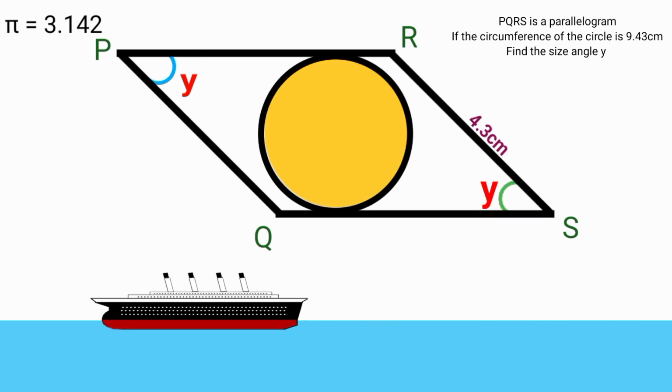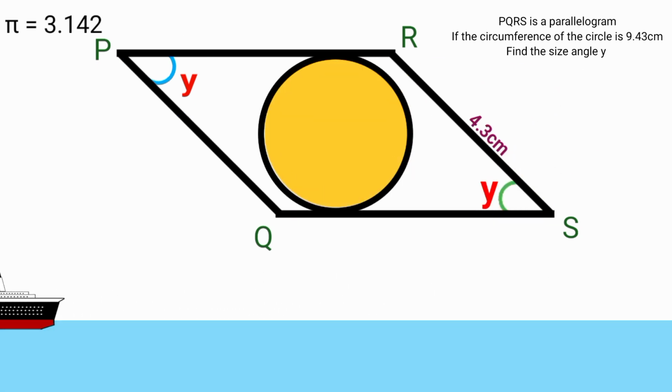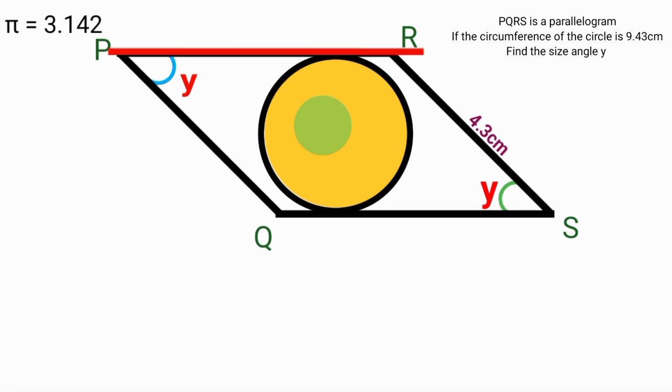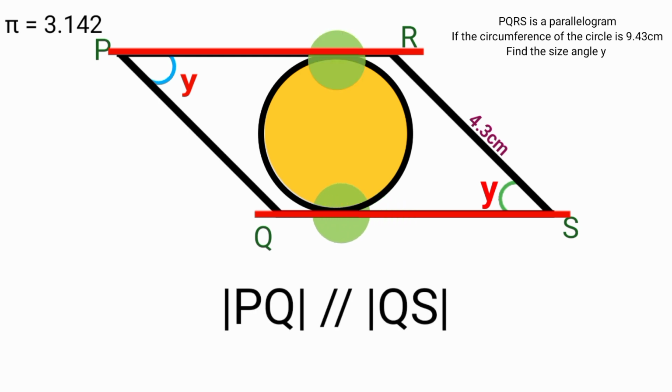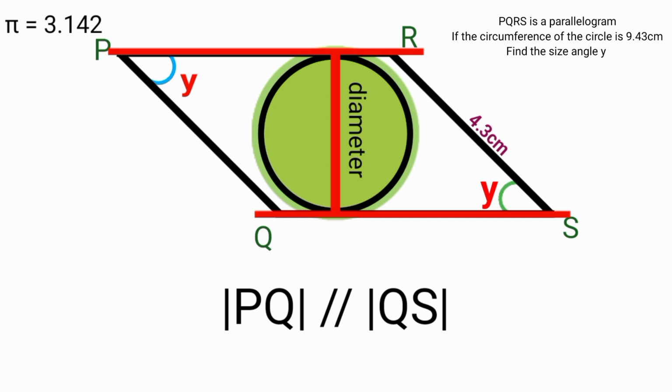Now coming back to the circle here, line PR and line QS are tangent to the circle. Recall the two lines are parallel to each other, and that means the distance between the intersecting point of the two tangents and the circle is a diameter of the circle. So that means this line here is a diameter of the circle.